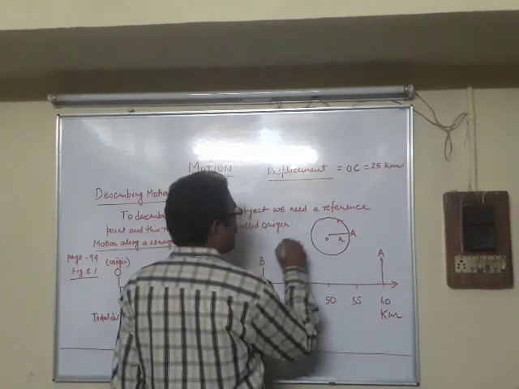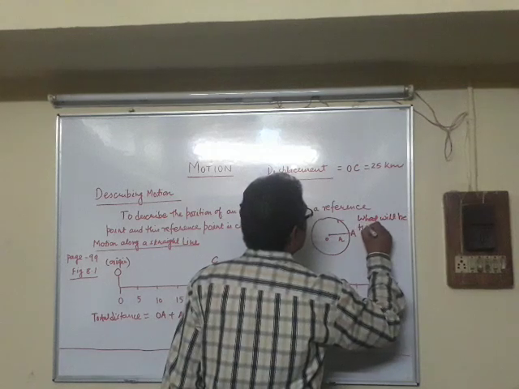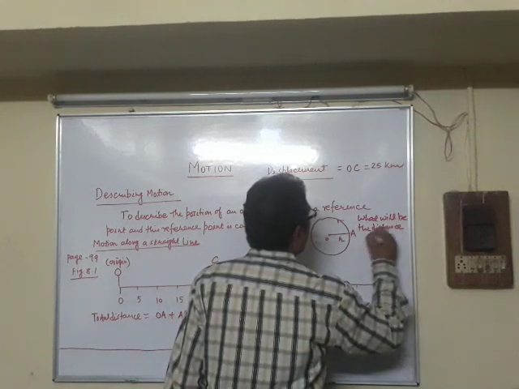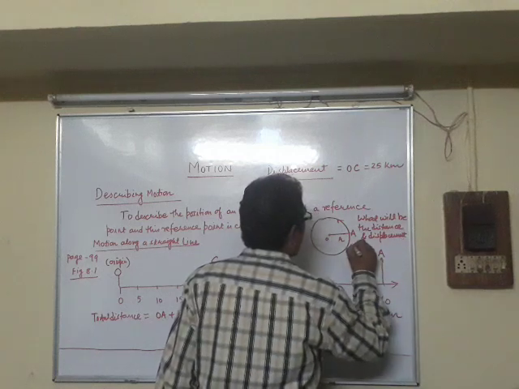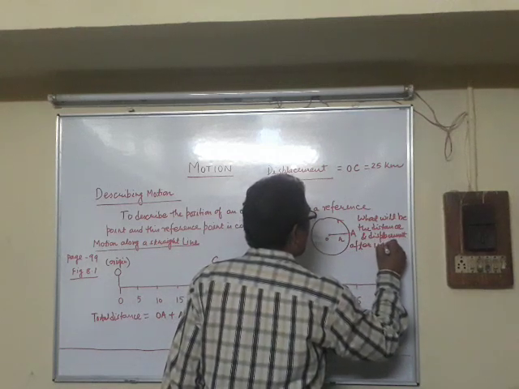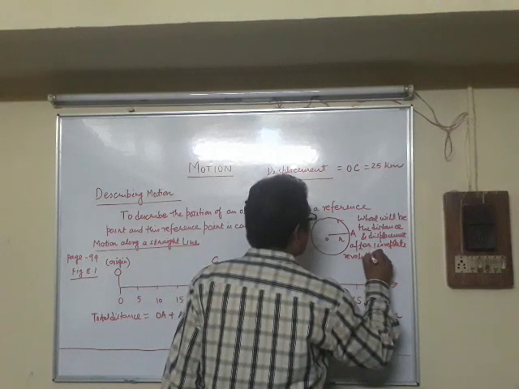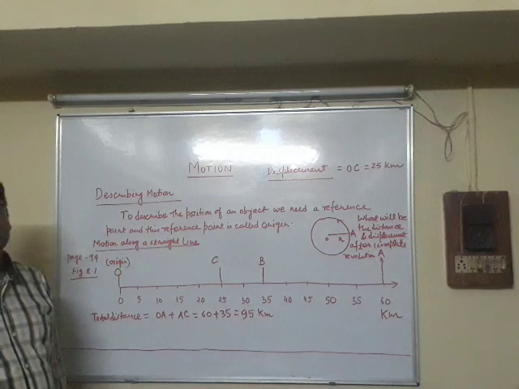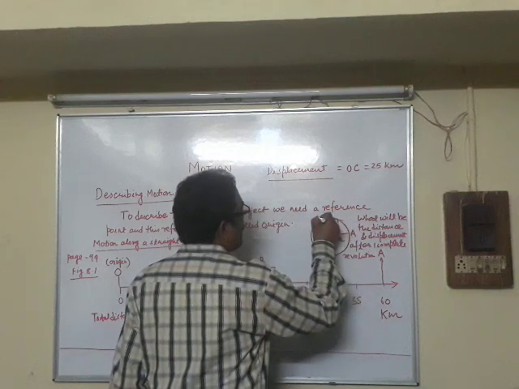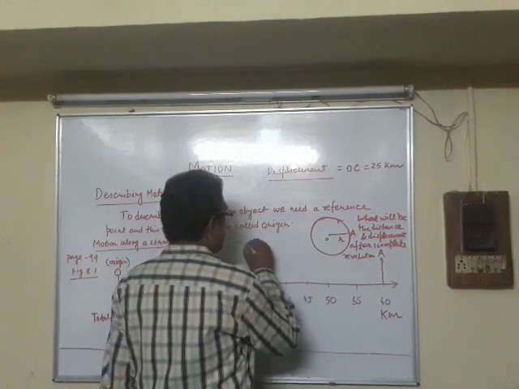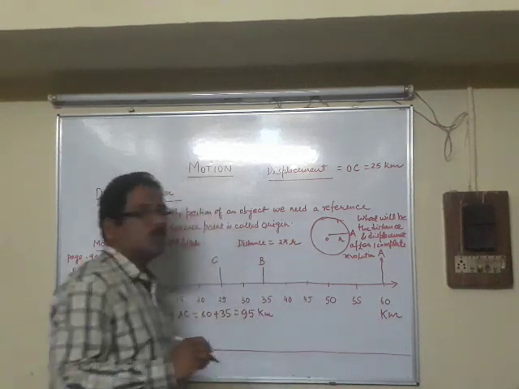What will be the distance and displacement after one complete revolution? So what do you think? What will be the distance? Distance will be simply the circumference of the circle. It starts moving from point A and then again comes back to point A. So distance will be simply the circumference of the circle, that is 2 pi r.